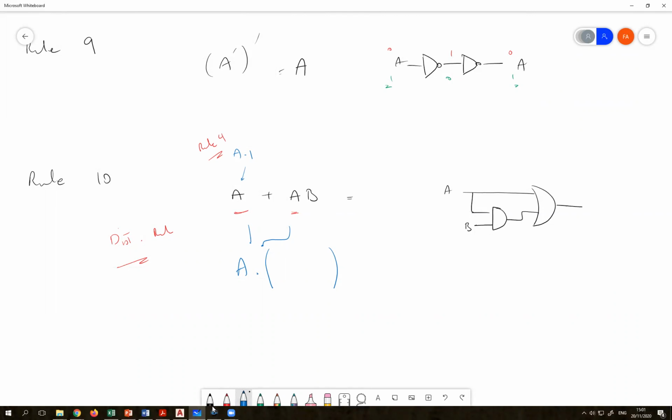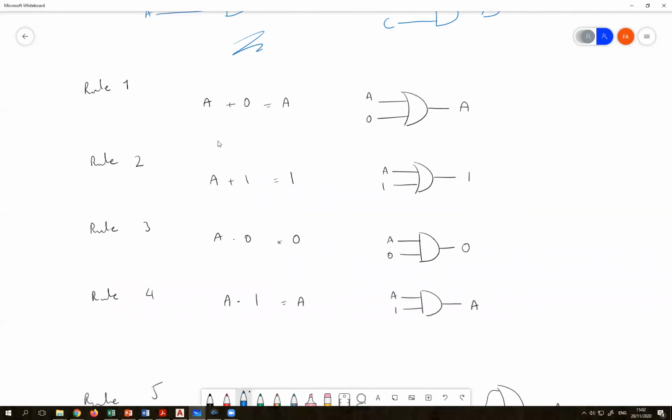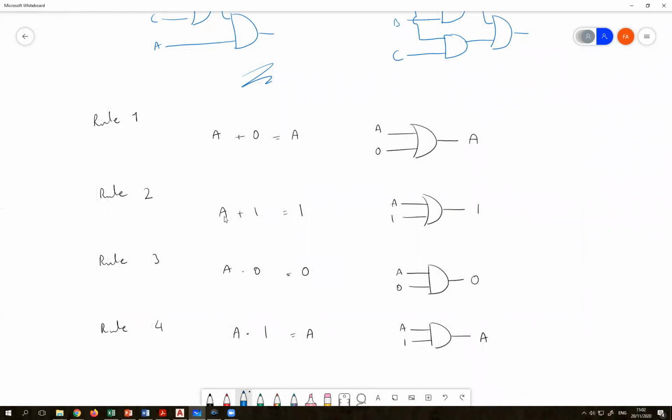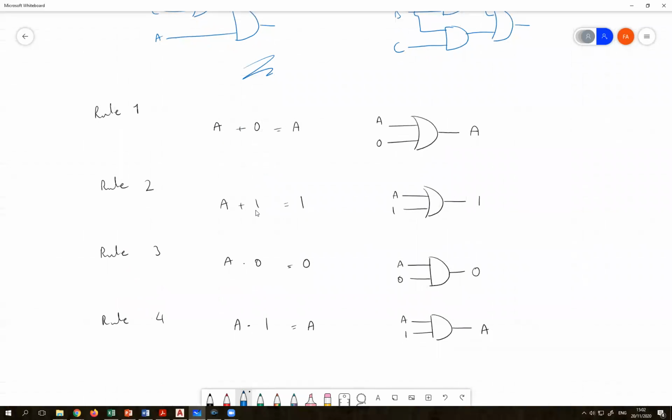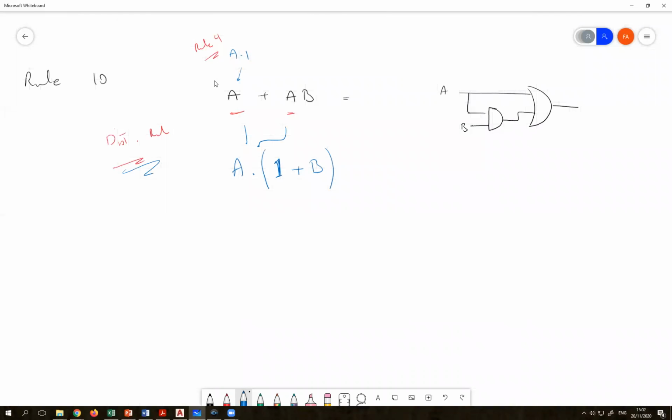Now, if you take a common factor of that, if you remove A from here, what remains? Is 1. If you now remove or take away A from A and B, what remains? Is B. What do I have between them? It's OR. This is the distributive rule. A and 1 or B. 1 or B, what rule is it? Rule number 2. A or 1, because it's an OR gate. If one of the inputs is 1, the output is always 1. So this is rule number 2.